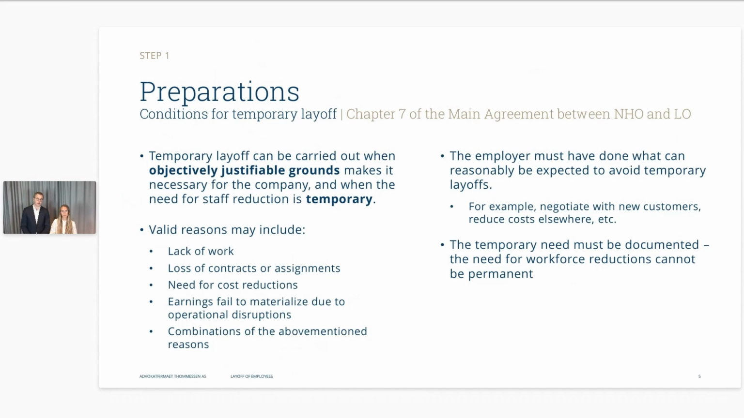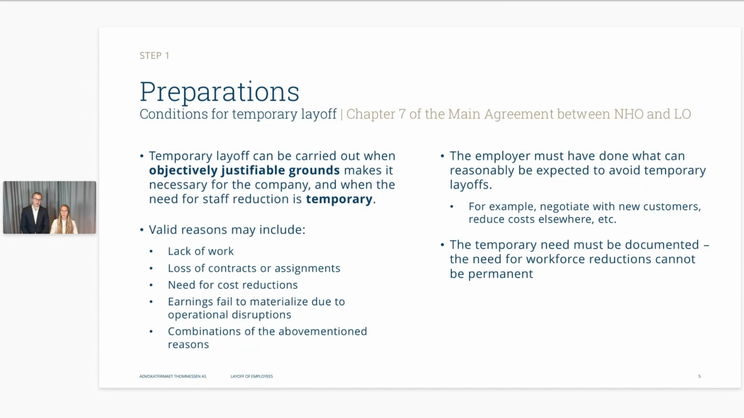And justifiable grounds may be lack of work, loss of contracts or assignments, need for cost reductions, operational disruptions, and so on. These are also reasons that will typically be justifiable grounds for redundancies. But in the event of temporary layoffs, the need for staff reduction must be temporary. For example, the company must have a realistic expectation that operations will resume as normal after a period. For example, because the company knows that there will be a large customer contract in a few months, or the company can use the temporary layoff period to bring in more assignments, etc.